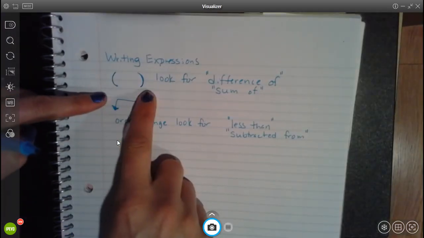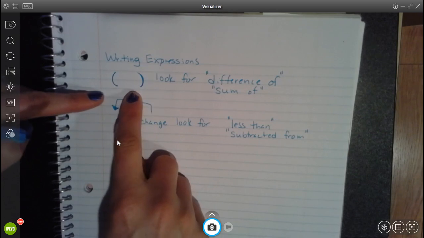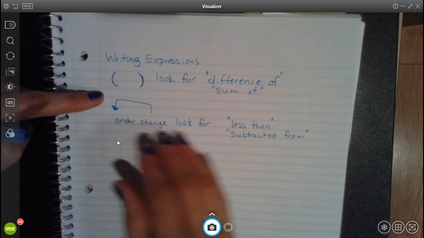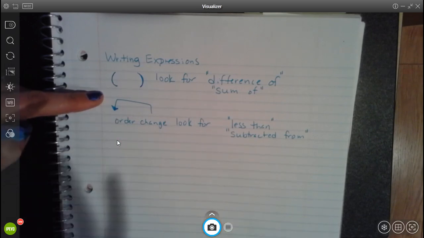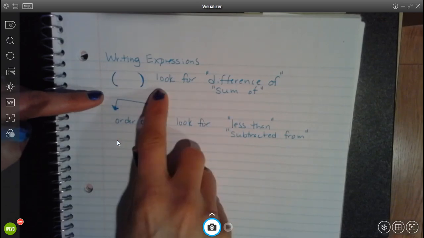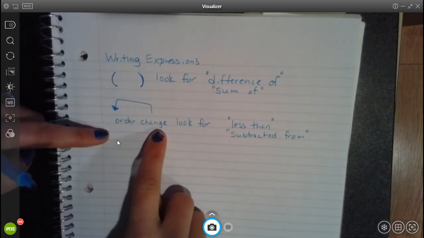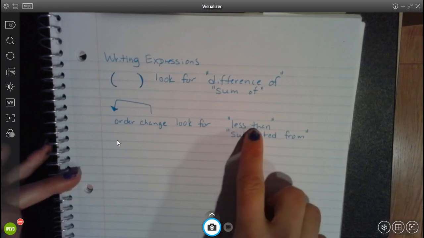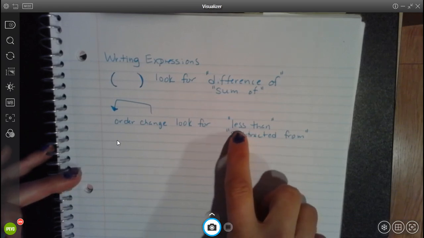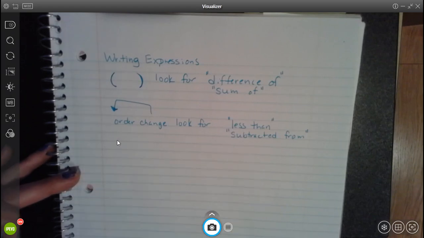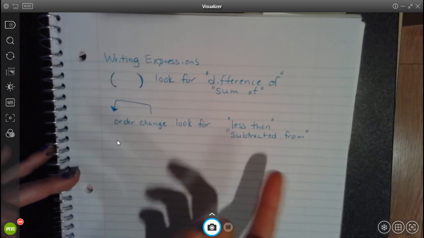So you're going to likely need parentheses if you see a difference of or sum of phrase. So look for those phrases, highlighted in your brain or on the paper, because it's quite likely that you would need parentheses. And order change. Normally we just write things down in the order that they're written, but there are some exceptions to that. Two of the more common exceptions are the phrases less than and subtracted from. They switch the order, and you would put the word that came after before.